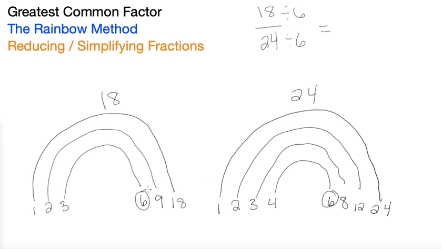So what's 18 divided by 6? Well, 18 divided by 6 equals 3. And what's 24 divided by 6? Well, 24 divided by 6 equals 4. So now I know that my reduced or simplified fraction for 18/24 is 3/4. And because I used the rainbow, I know it cannot go any lower and that my answer is correct.